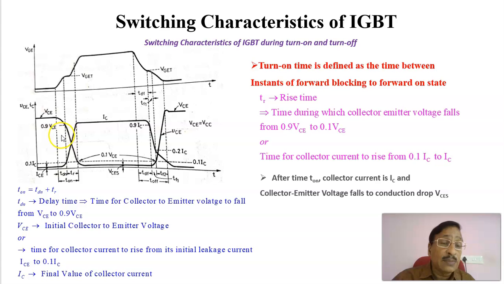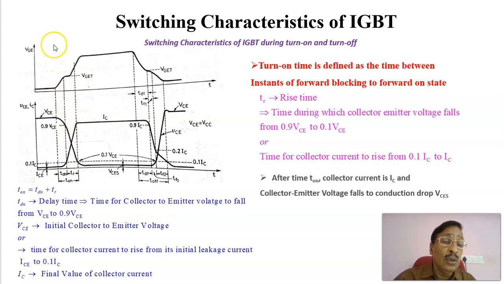What I explained is the delay time, and the rise time is what? One way to say it is the time for the collector current to rise from 10% of IC, 0.1 IC, to IC. That time we call the rise time. In terms of VCE, it is the time required for the collector to emitter voltage VCE to reduce from 0.9 VCE to 0.1 times or 10% of VCE. That also is the rise time, and the sum of the rise time and the delay time is the total turn on period.